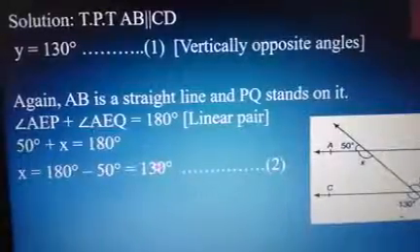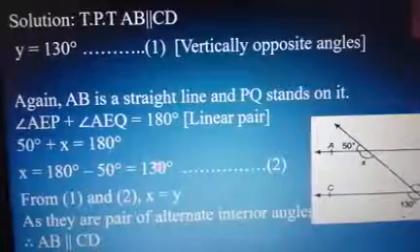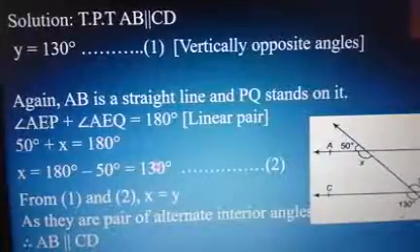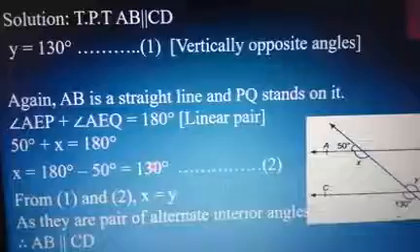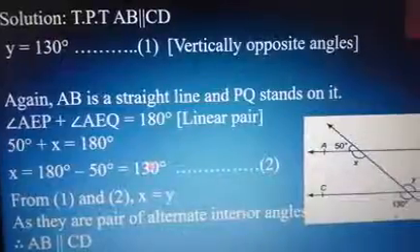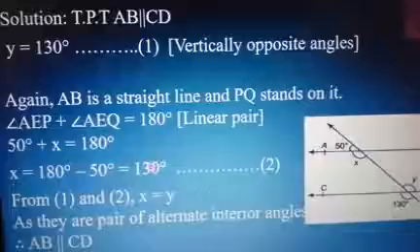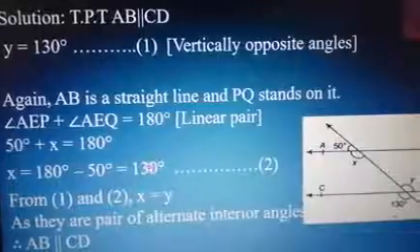Therefore, X is equal to 130. So X is equal to Y, they are equal, and you can see that they are nothing but the pair of alternate interior angles which are equal. So from that I'm going to conclude that AB is parallel to CD.